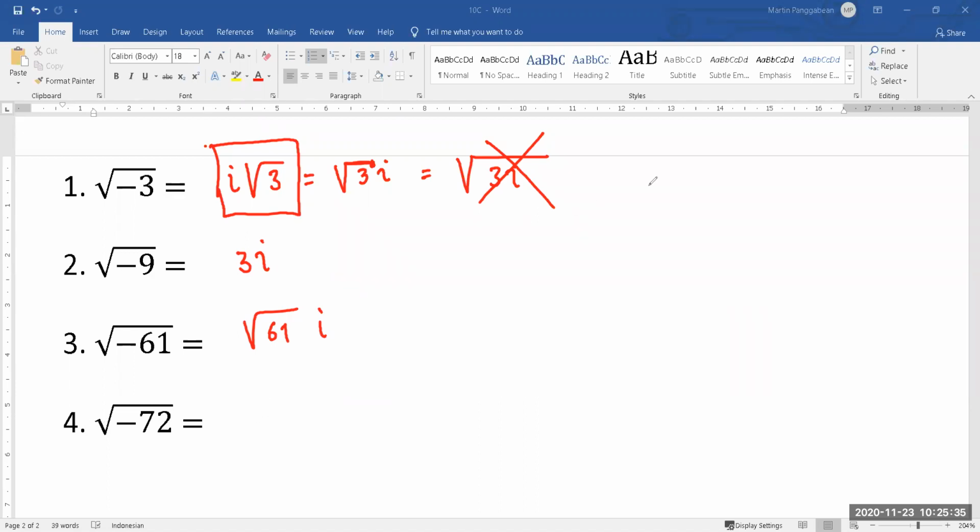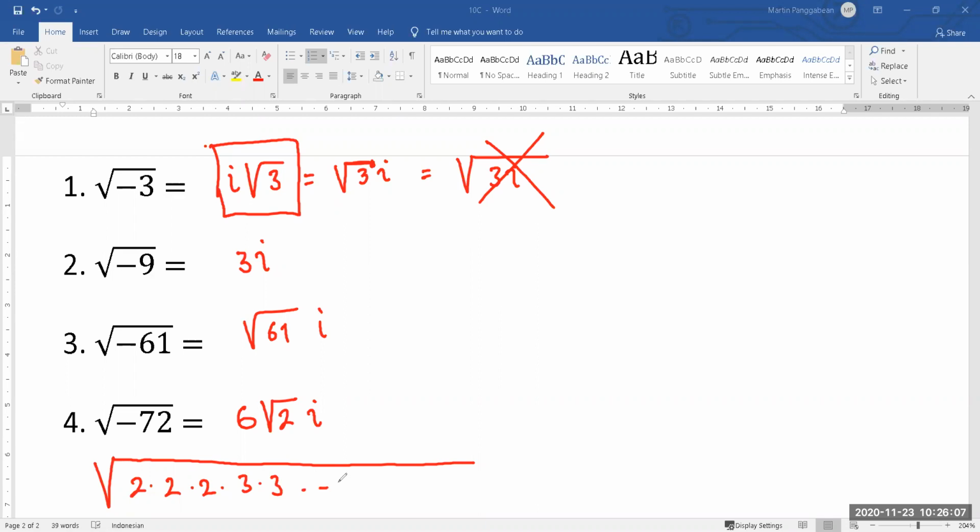6 square root of 2i. Good, thank you. So how do you do this? Actually, just use the factors. So actually, this is 2 times 2 times 2 times 3 times 3, I guess. And then times -1.